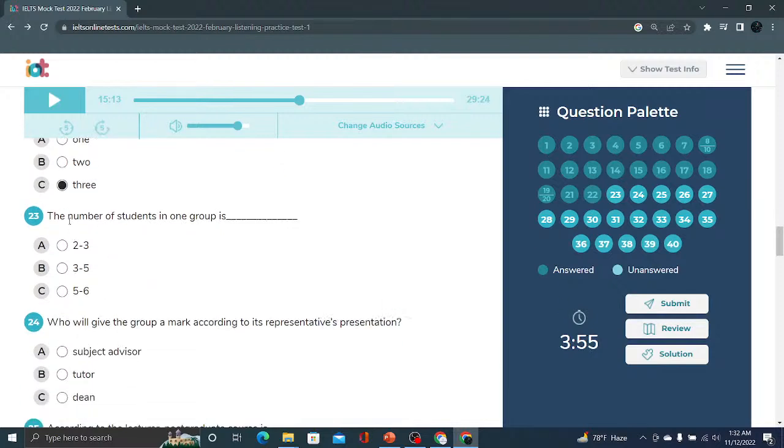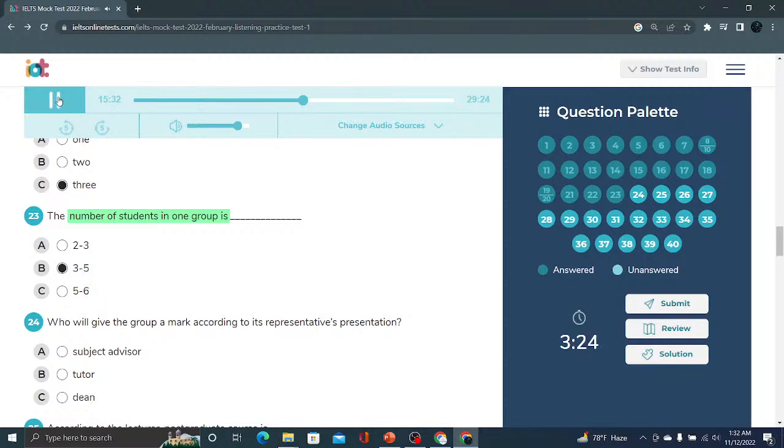Let's move on. The number of students in a group is... How often do I have to attend seminars in a week? Well, there is only one group seminar on Thursday morning at 9 o'clock. You mean a group? Yes. How many people are there in one group? About 3 to 5. Fine.